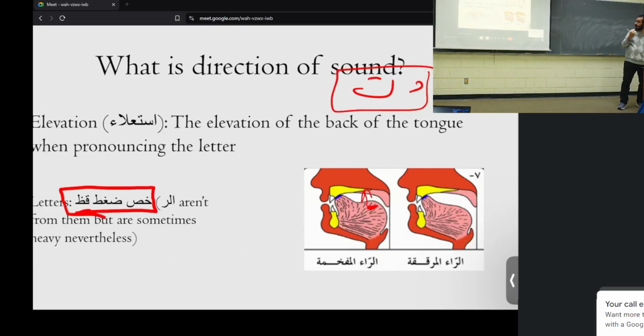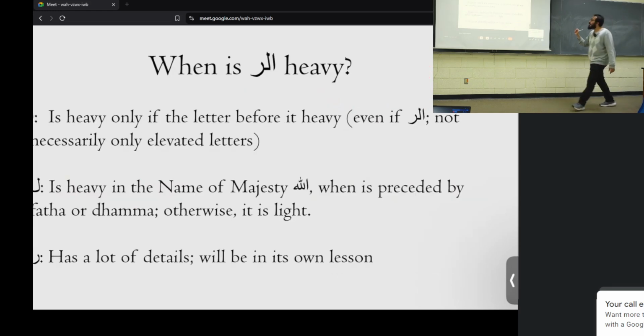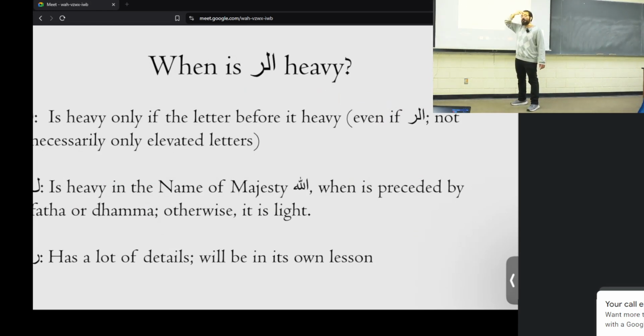Okay? So, one more thing and I'll stop here. One more part and we'll stop here. Sometimes the ra is heavy. Sometimes the lam is heavy. Sometimes the alif is heavy.